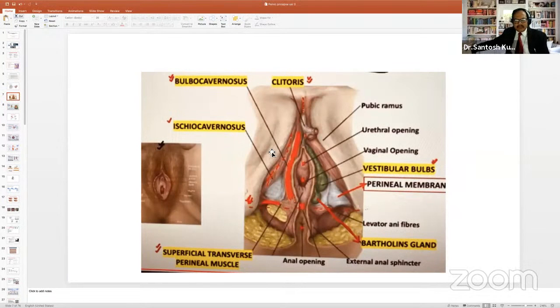Again, if the patient is in lithotomy position and you see from below, you can see the structure of the perineal body and the various superficial muscles, ischiocavernosus, the perineal membrane, and levator ani, which are all supporting all the pelvic organs, whether it is the bladder, the urethra, the vagina, or the rectum.